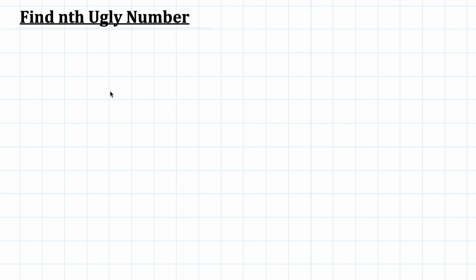In this video we are going to see how to find nth ugly numbers. So first we need to know what are ugly numbers. If any number, so let's say the number is n, can be broken down into its prime factors.